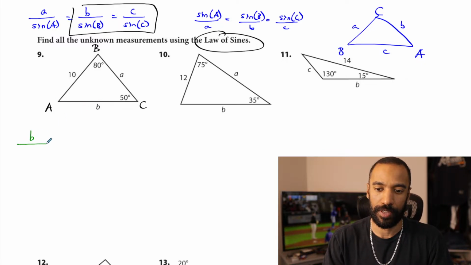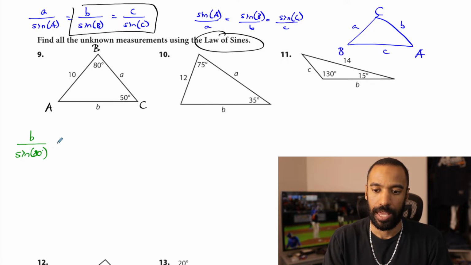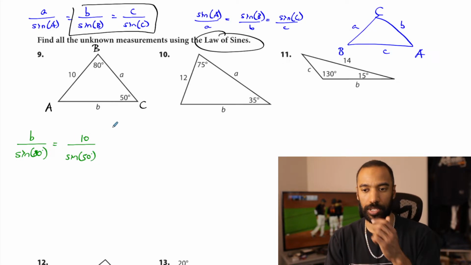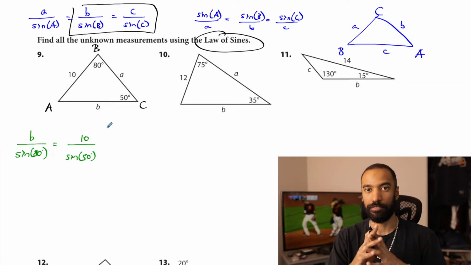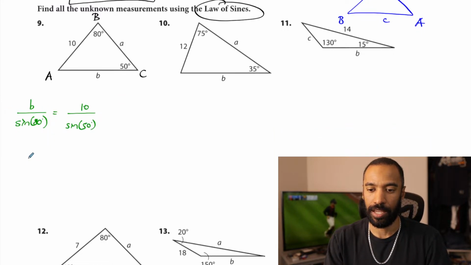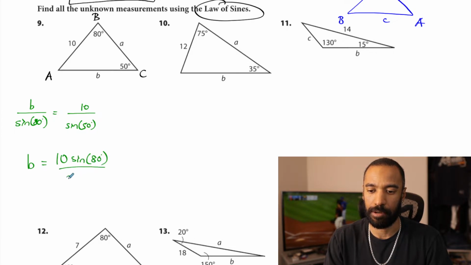So I'm going to do B over the sine of B, and B's angle measure is 80 degrees, equals C, which is 10, side length C, over the sine of angle C, which is 50 degrees, right there. And that's my proportion that I'm writing out here. This is where we can find side length B. Now I'm going to multiply both sides by sine of 80 so that I can get B's length by itself. B is 10 times the sine of 80 degrees divided by the sine of 50 degrees.